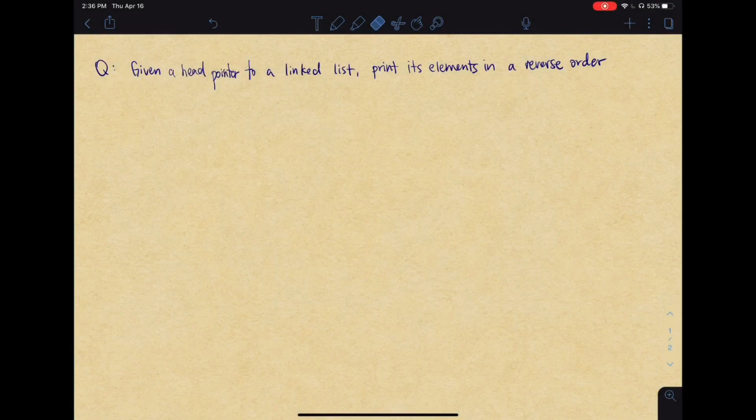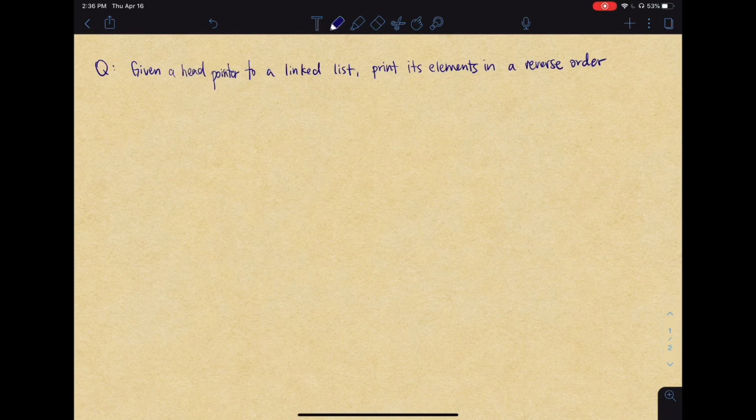Hello, everyone. Today we're going to talk about a technical interview question that I came across recently, and I thought it was very interesting. So the question itself is very simple. Given a head pointer to a linked list, print its elements in reverse order.